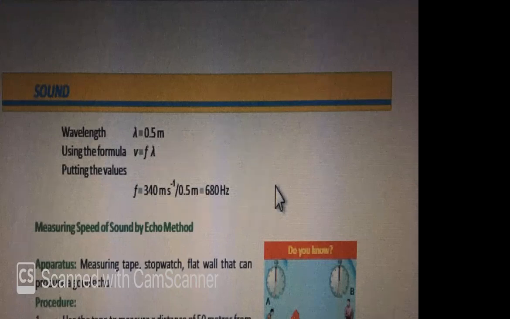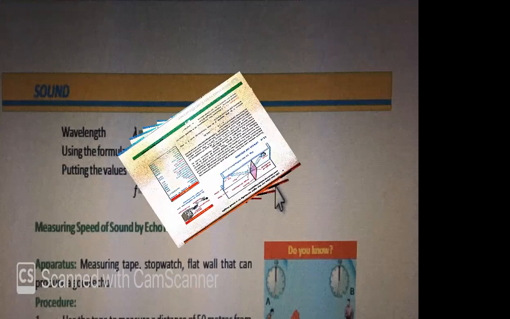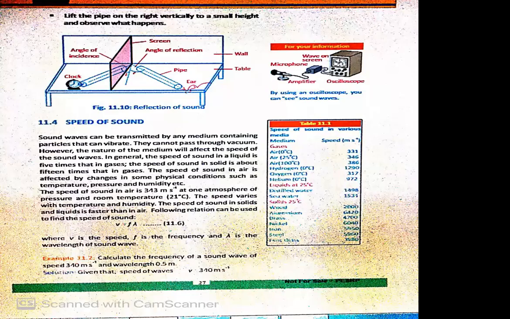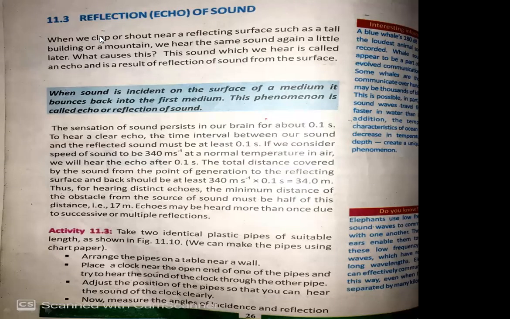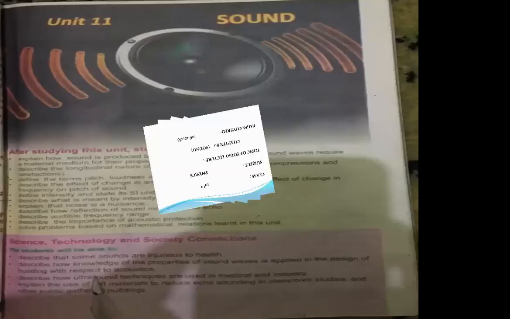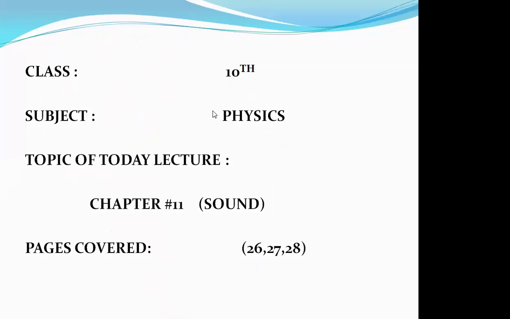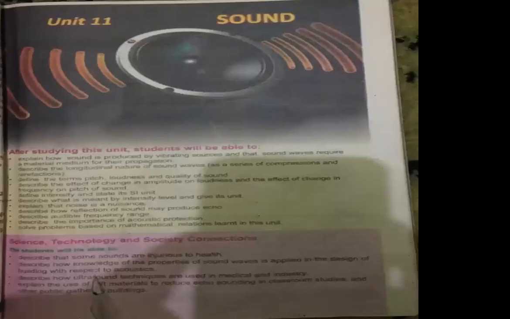I repeat the whole topic. What we discussed today: we studied 11.3 and 11.4 topics today. Sound chapter, class 10, subject physics. Topics of today's lecture are 11.3 and 11.4, which are on page number 26, 27, and 28. This chapter, chapter number 11, we are doing sounds, related to sound.